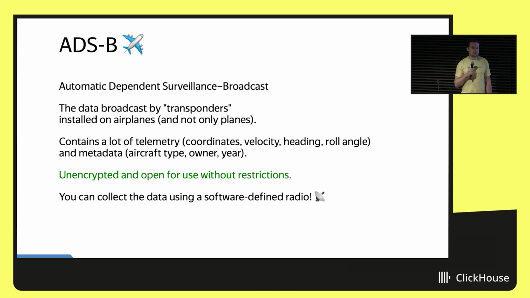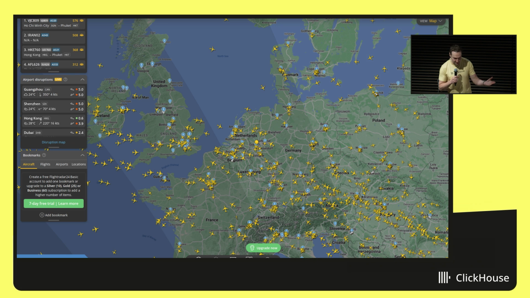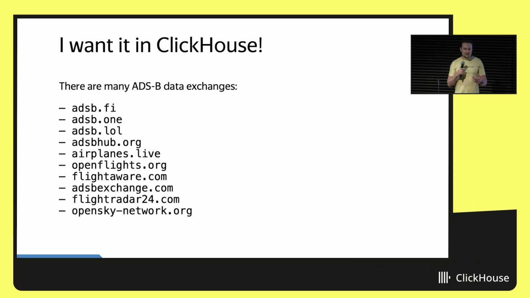But what if you want to collect it not only from a 100 kilometers radius, but from all the world? By the way, if you do it, it will look like this. It is not my website, it is Flight Radar 24, just one of the examples of application of this data. But OK, I want the data from all the world inside ClickHouse.